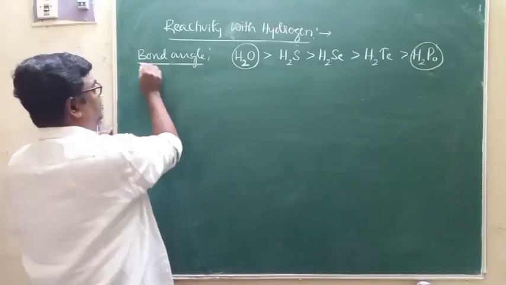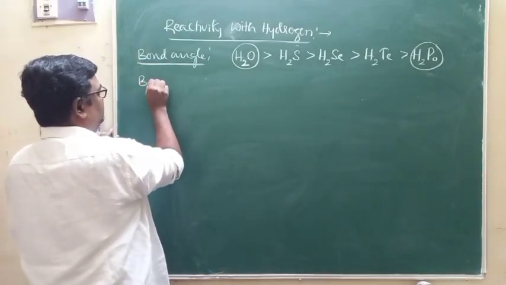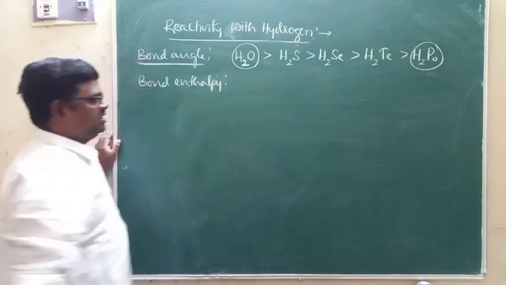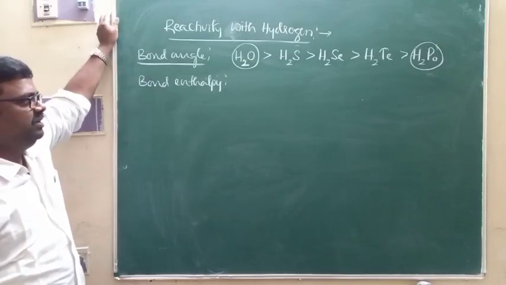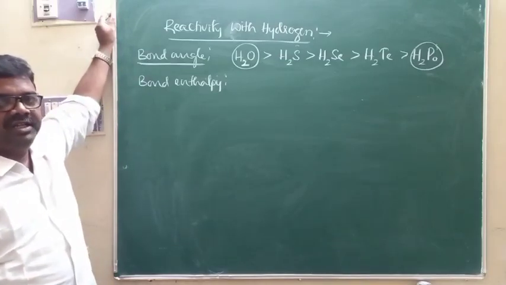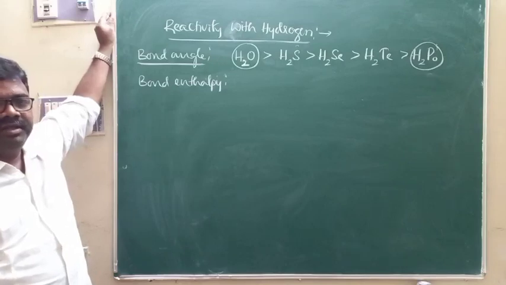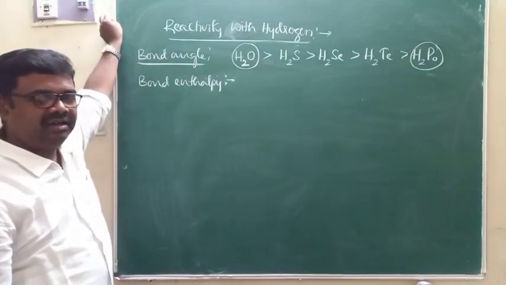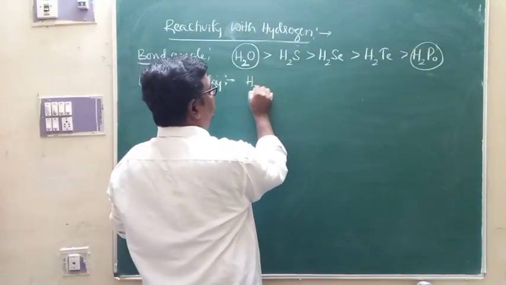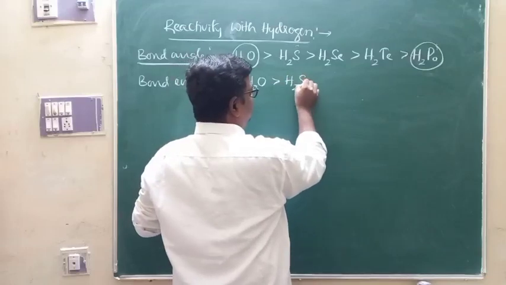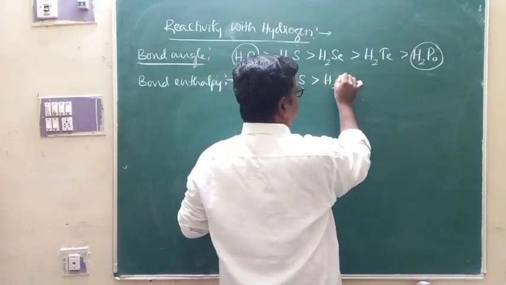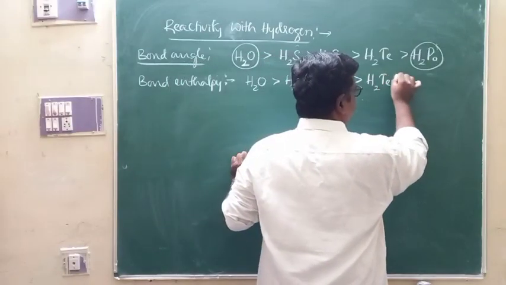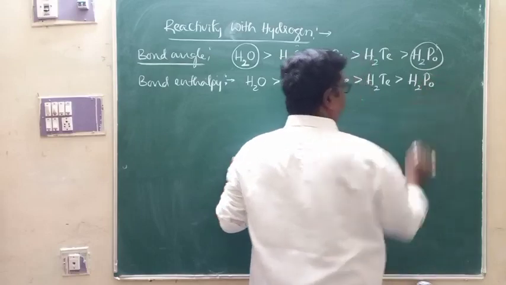Apart from that, the next property to be discussed is bond enthalpy. Bond enthalpy refers to the amount of energy required to break a particular bond. The amount of energy required to break 1 mole of a particular bond is called bond enthalpy. Bond enthalpy of H2O is greater than that of H2S, which is greater than that of H2Se, which is greater than that of H2Te, which is greater than that of H2Po.